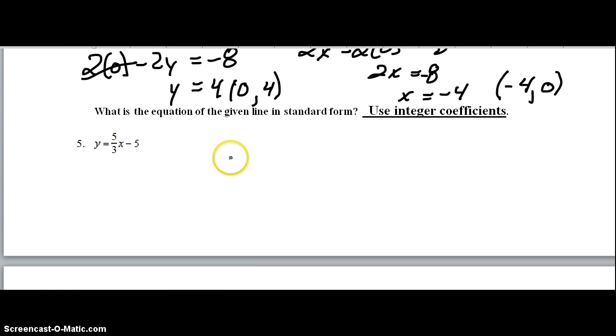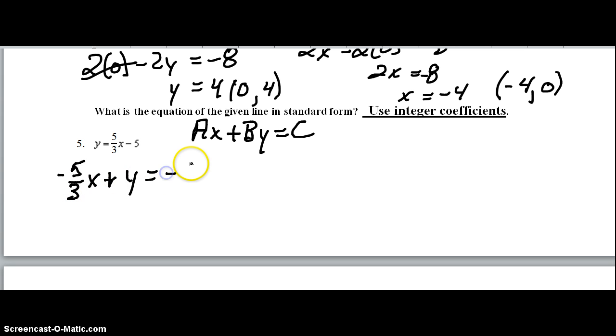Next one. What is the equation of the line in standard form? Remember, standard form is ax plus by equals c. And that really means getting x and y on one side, constants on the other. So I'm going to go ahead and subtract 5/3 from both sides. And then get rid of that fraction, because this says use integer coefficients, which means positive and negative whole numbers.